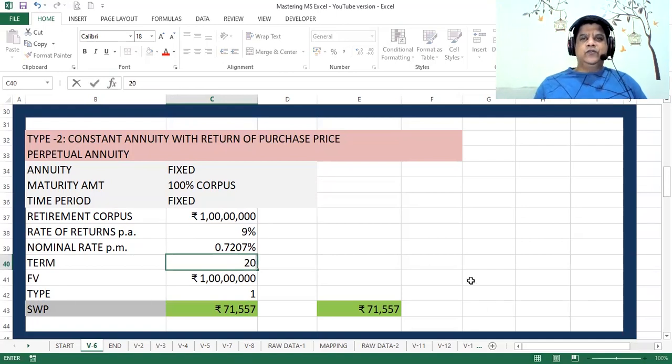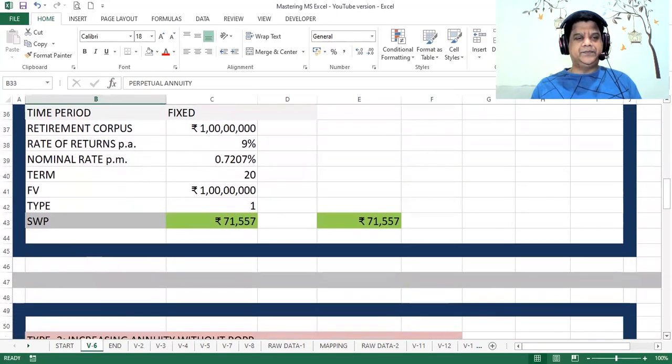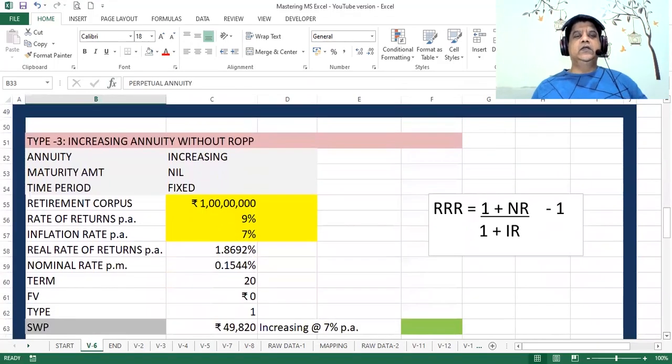So this is also known as perpetual annuity. The word perpetual means it will go to eternity, lifelong. Fine. Let's go to the third example. Increasing annuity. Now here, what I need is an increasing annuity.